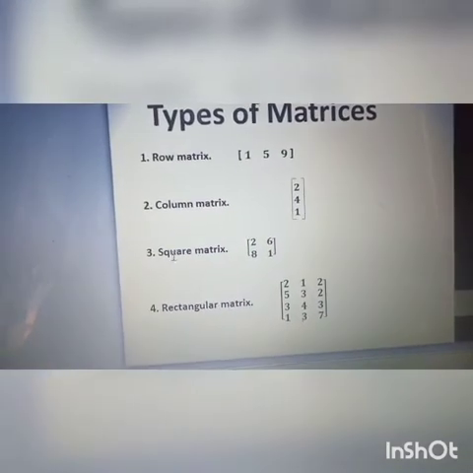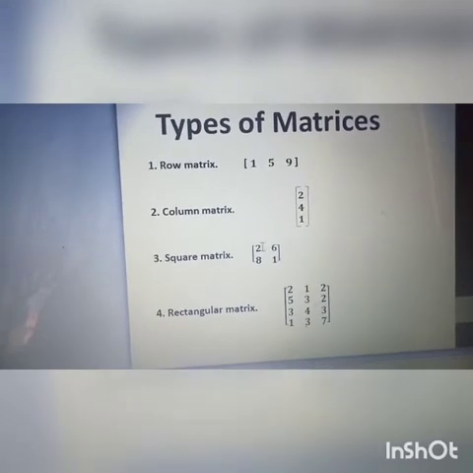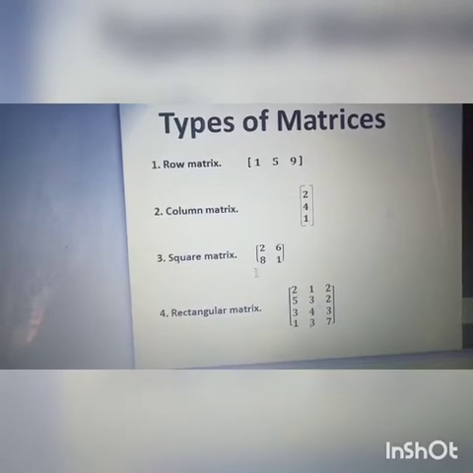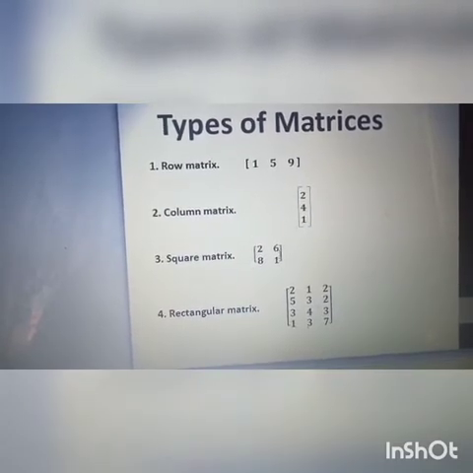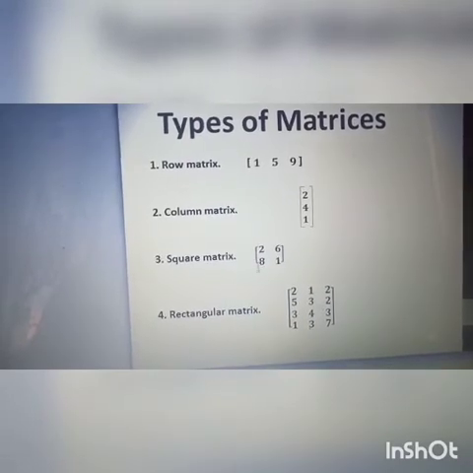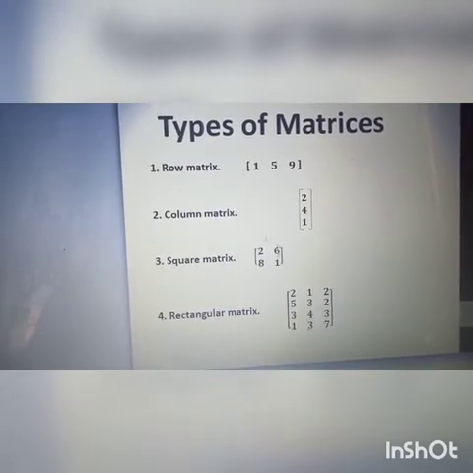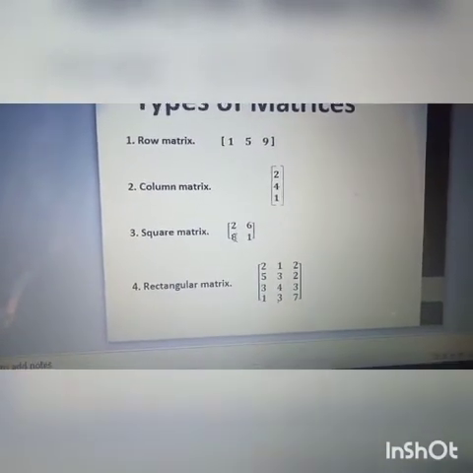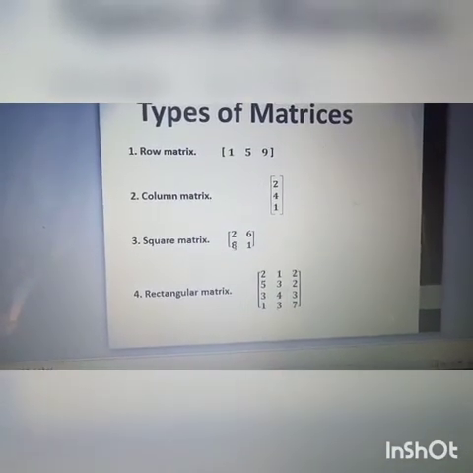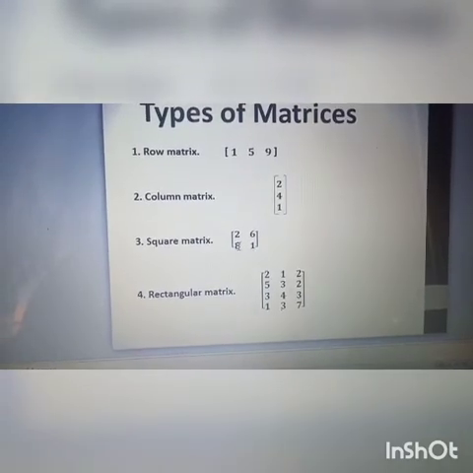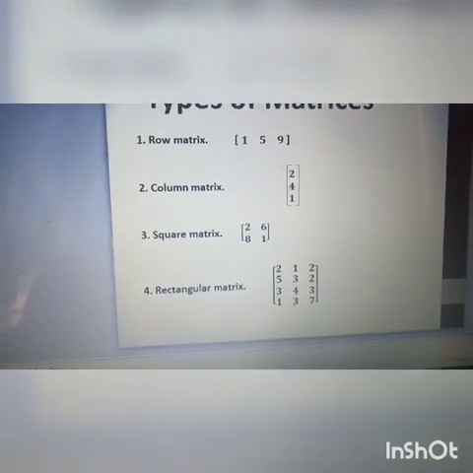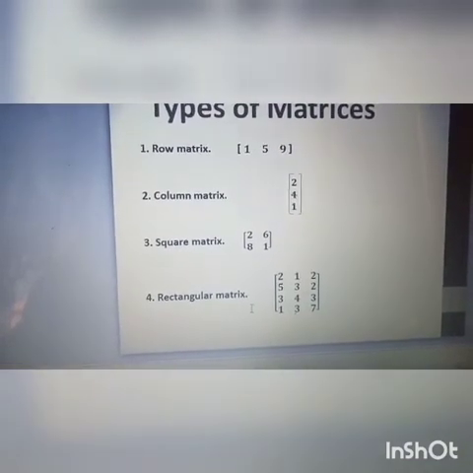The third type is square matrix. Here you can see the numbers are arranged in square form. 2, 6, 8, 1, 2 rows and 2 columns are there. A 2 cross 2 matrix is there. And the shape is basically a square shape, so that's why it is called square matrix. And another thing is that in a square matrix, the number of rows and the number of columns are equal to each other.